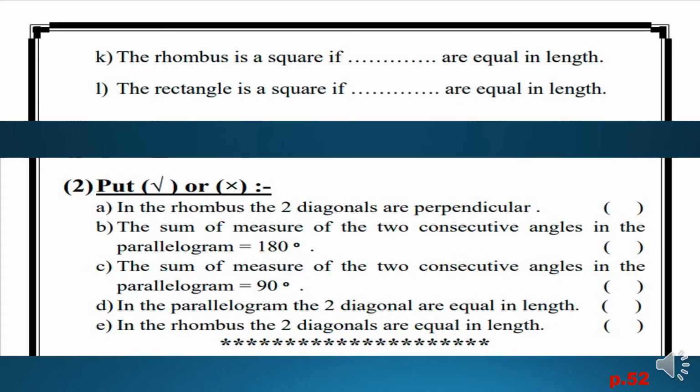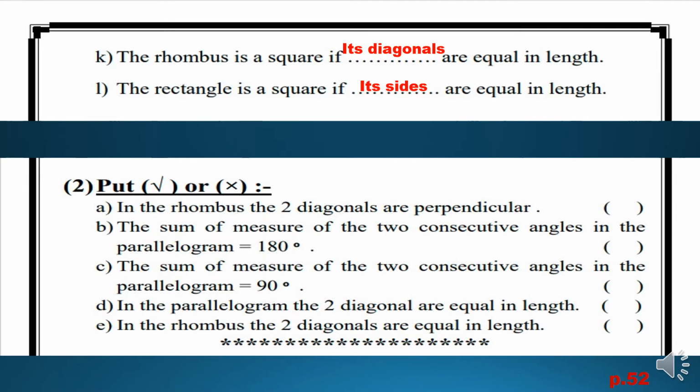Page 52. Letter K. The rhombus is a square if what are equal in length. Both the rhombus and the square, their sides are equal in length. So the rhombus is a square if its diagonals are equal in length. The rectangle is a square if what are equal in length. The square, all of its sides are equal. So the rectangle will be a square if all its sides are equal in length.